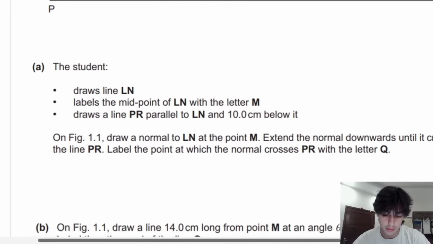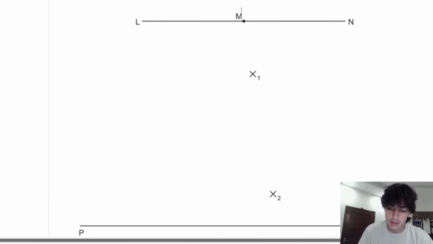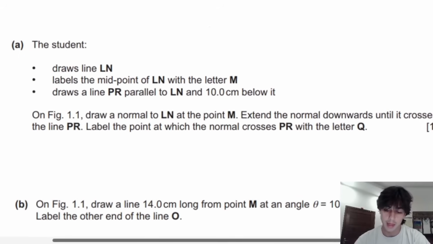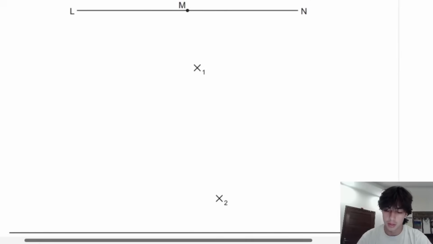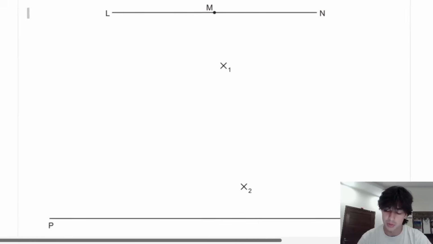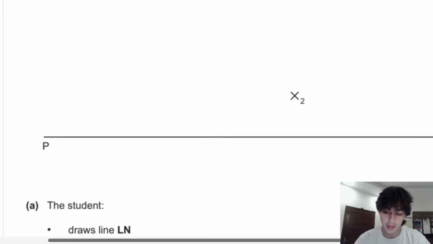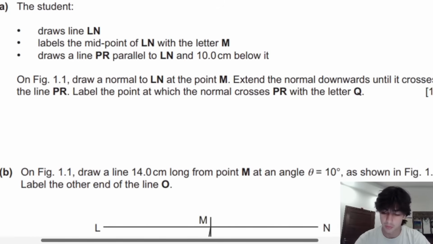So over here, the student draws the line LN. We can see LN clearly at the top. Then the student labels the midpoint of LN with the letter M and draws a line PR parallel to LN 10 centimeters below it. For these types of questions, you have to visualize everything beforehand, because if you don't visualize what they're giving you, then the question will be very confusing.